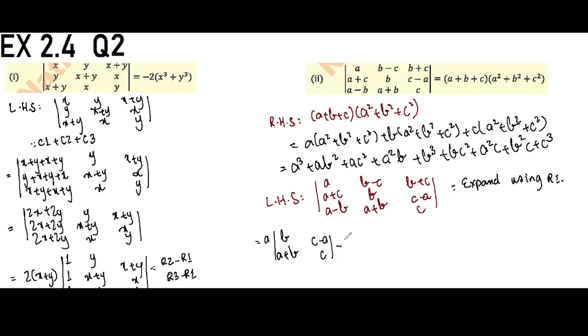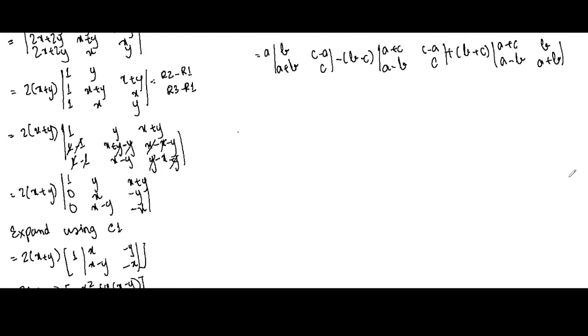Then we have minus, the second element is b minus c. Its minor matrix is going to be a plus c, a minus b, c minus a and c. Then plus, the third element is b plus c, and its minor matrix is going to be a plus c, a minus b, b and a plus b. Now we are going to solve these determinant matrices.